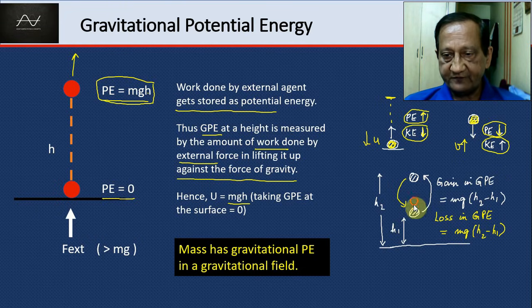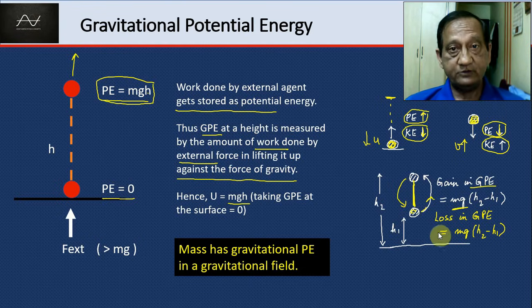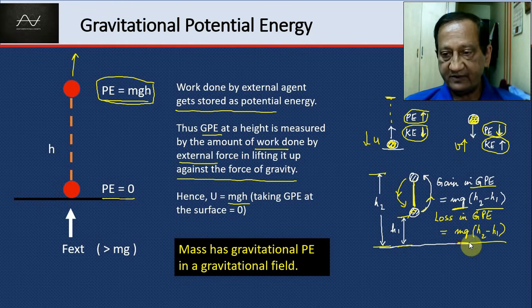If you talk of a difference of height, h2 minus h1, if you take a body from here to here, then it gains gravitational potential energy equal to mg times this height through which it was moved, h2 minus h1. This much is h2, this much is h1. Reverse, there will be a loss in gravitational potential energy equal to mg times h2 minus h1.